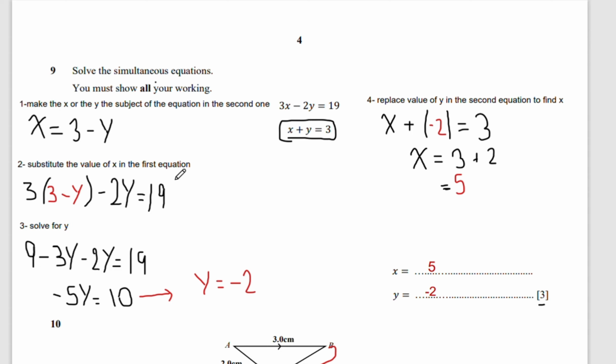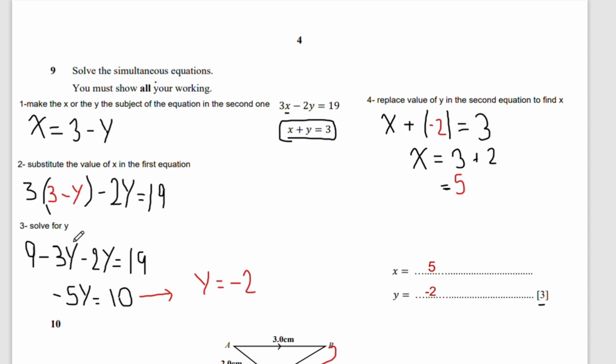As you can see, I wrote the step right here. So 3 times, in brackets right here, 3 minus y that we found. As you can see, there's an x right here, so that's why I replaced it with the value of x that we found in the first step. Minus 2y is equal to 19.